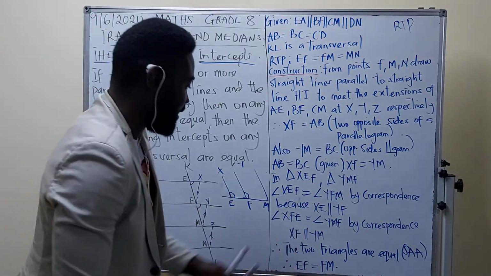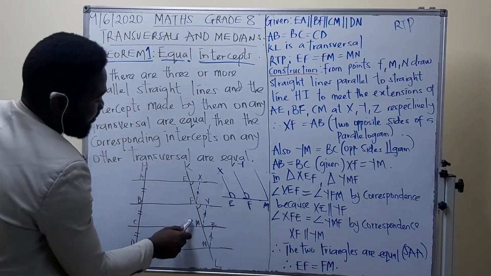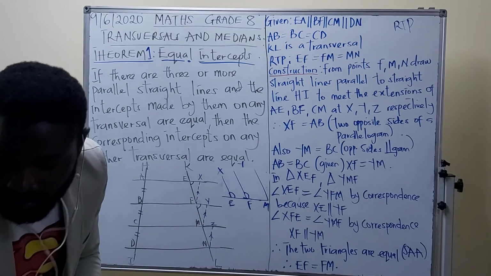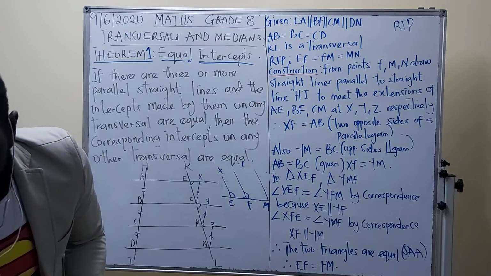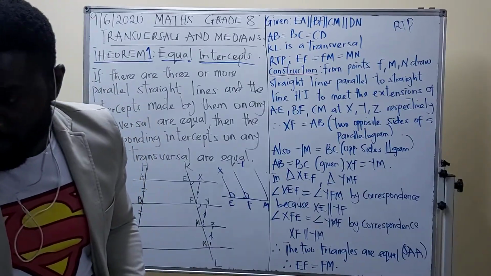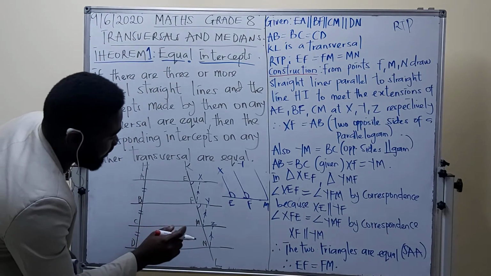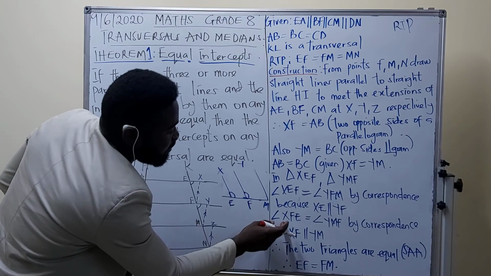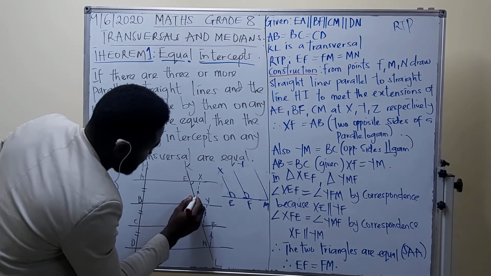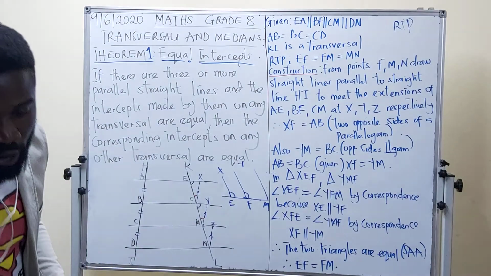Now let's go further. Angle XFE is equal to angle YMF. Let me use another color of marker. Let me see if I can get a red marker. Okay, I have it with me, sorry. So we are talking about angle XFE. This angle equals what? This angle, also by correspondence.